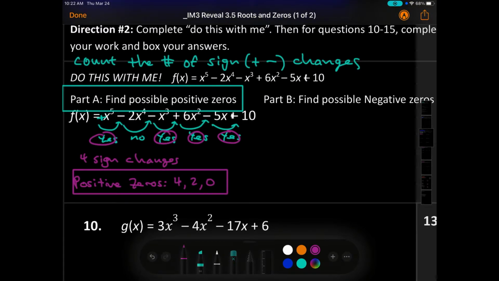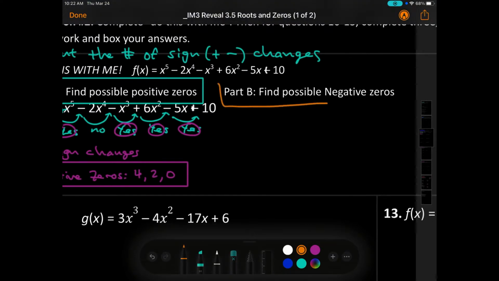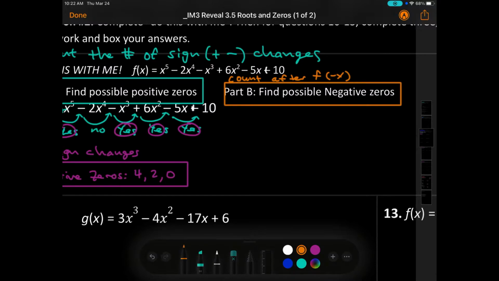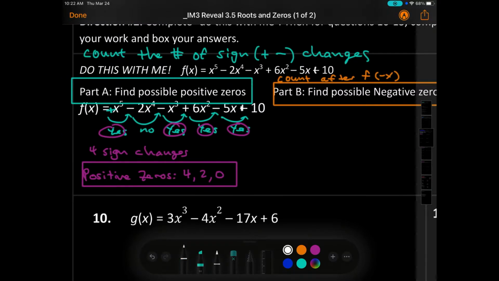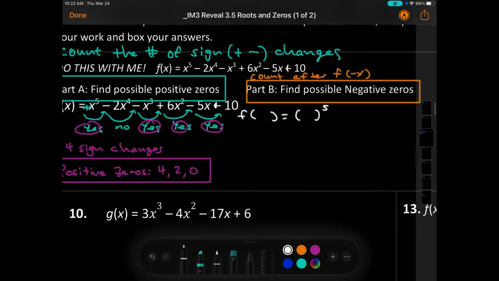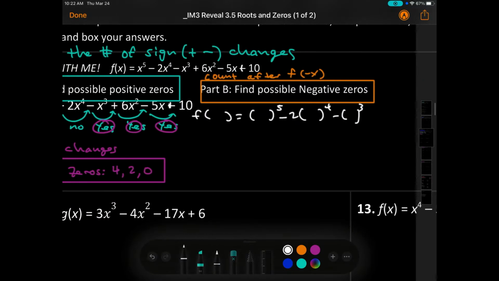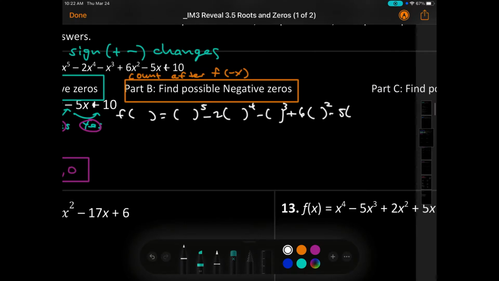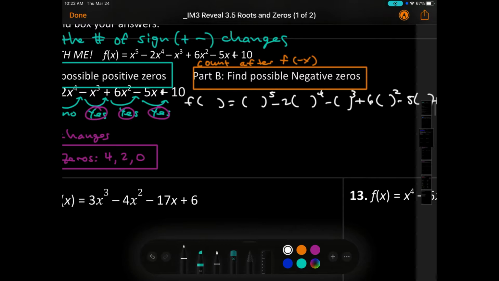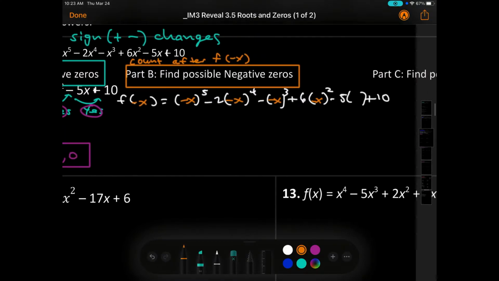Okay, for negatives, we're going to do the same thing. We're going to count after f of negative x, which basically means we're going to put in a negative x for each of these values. So minus 2x to the 4th power minus x to the 3rd power plus 6x squared minus 5x plus 10. So basically what I did there is I'm going to put in now negative x for each of these values, and we're going to simplify.